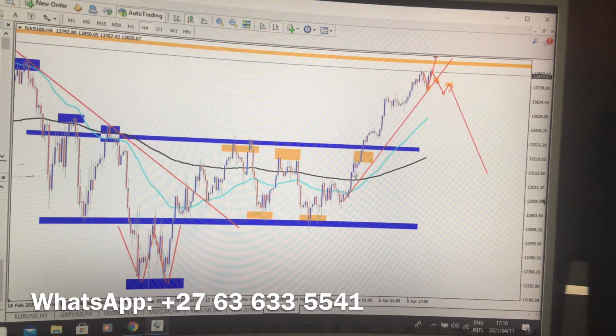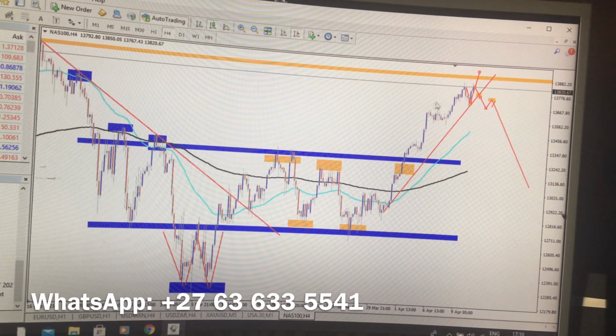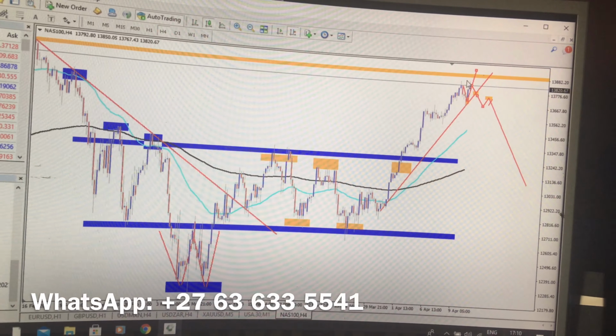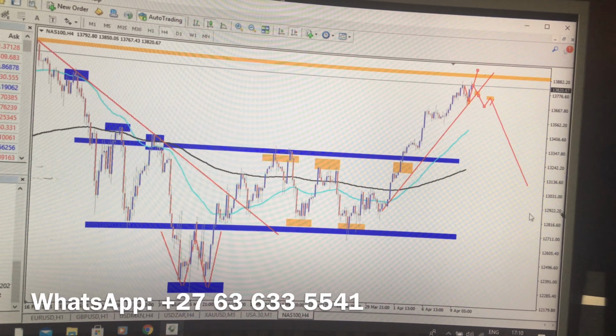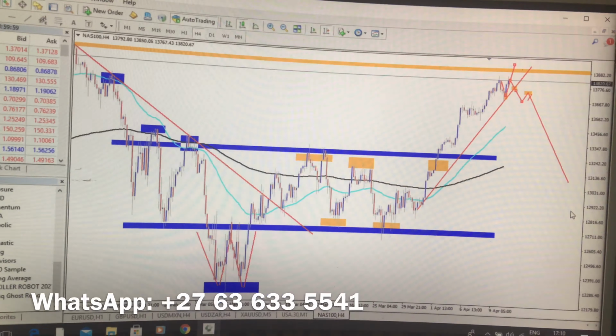So we are expecting a reversal, since this is the reversal area. Since there is a previous resistance here, they might be retesting it, and then they must come back down and shoot down. So yeah, it's very easy analysis. You can make something out of this, guys.